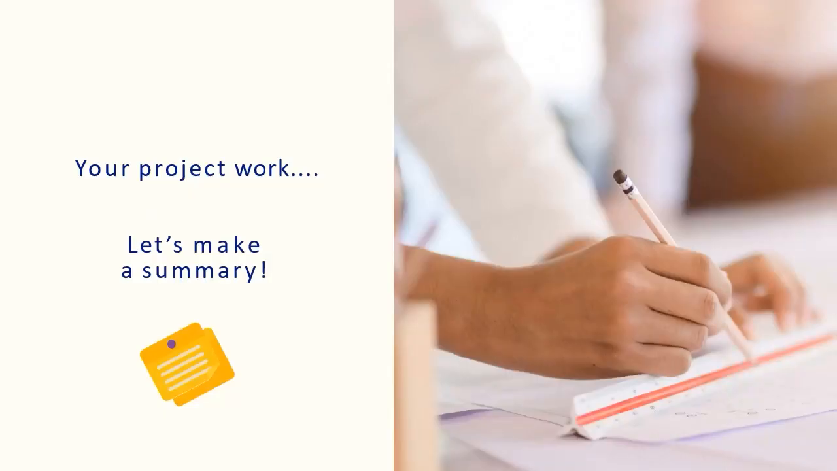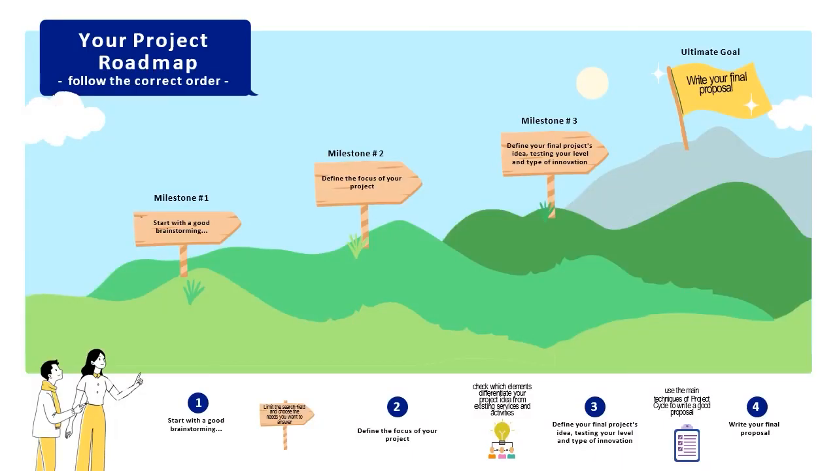Now let's make a summary. Milestone 1. Start with a good brainstorming. Milestone 2. Define the focus of your project, after the problem tree and LF draft. Milestone 3. Define your final project's idea, testing your level and type of innovation. Your final goal. Write your final proposal in sections.